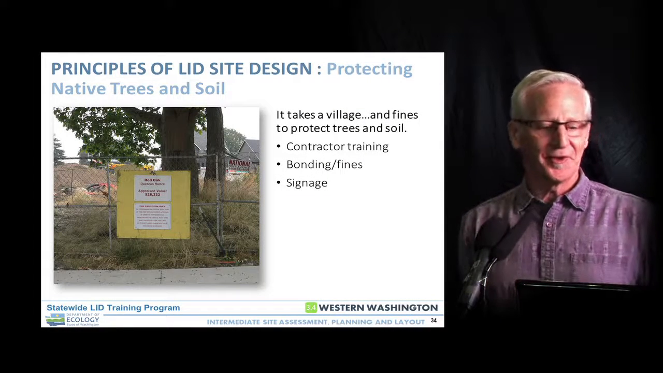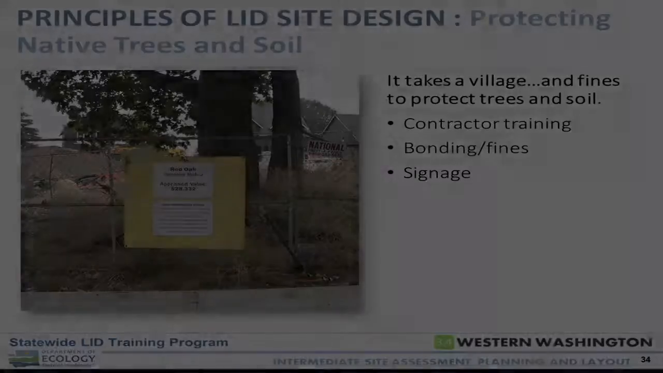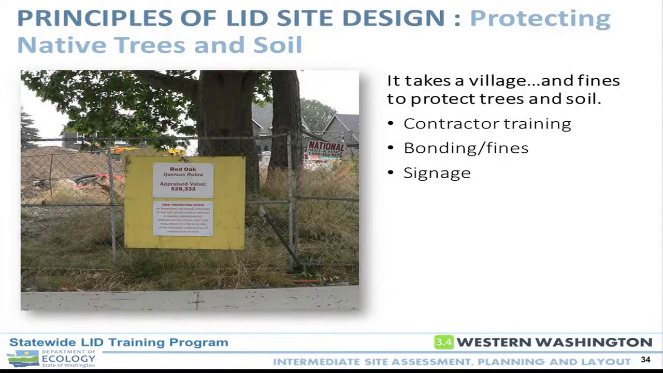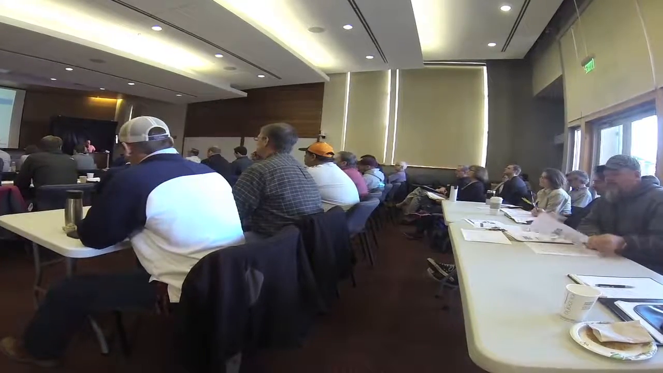Trees, we're going to talk about this more in depth at the end. Of course, it's the other part of native soils and vegetation. You saw from that initial graphic that our native vegetation does a tremendous job at intercepting and then evaporating a large part of our annual precipitation. And, well, it takes a village and fines to protect trees and soils. There's a lot to this.